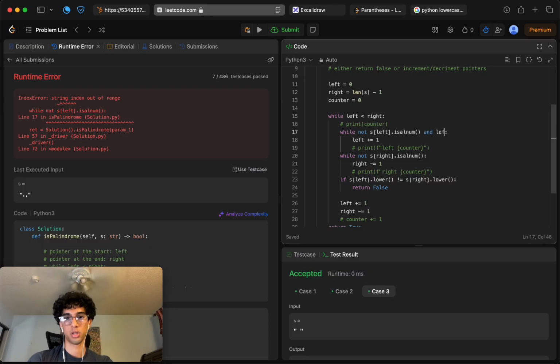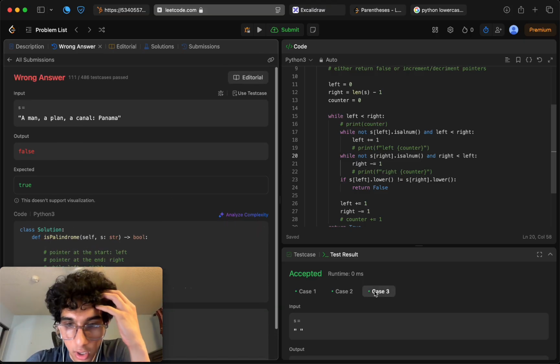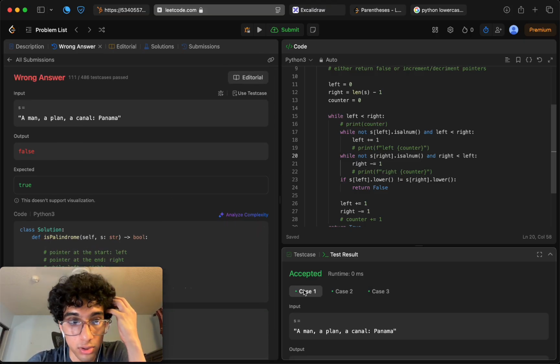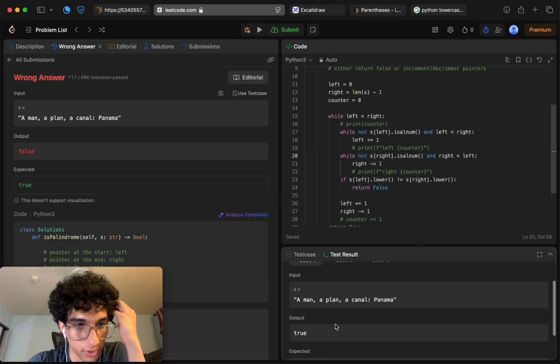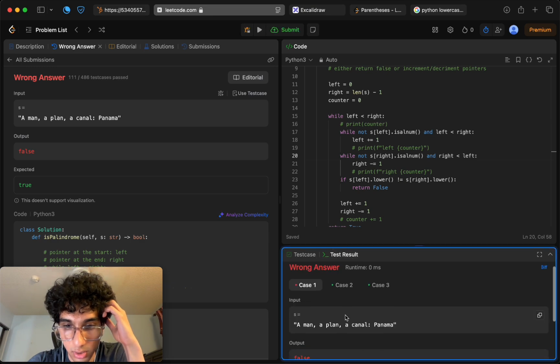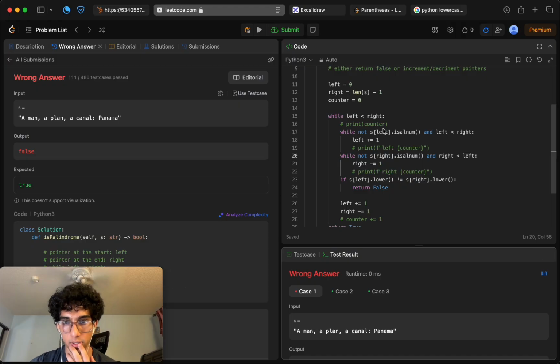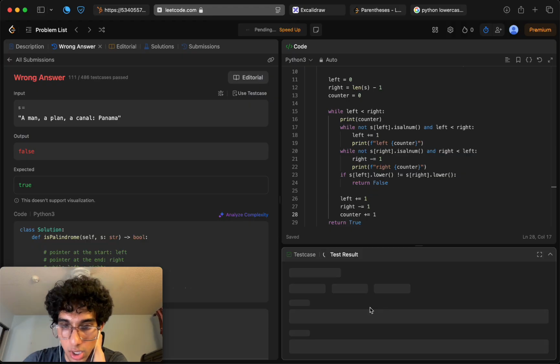And left less than right. And right less than left. I don't think this is going to work, it's just a shot in the dark. Am I tripping? Okay, I'm not tripping. So what is happening here? Let me just do that real quick and see what's happening.